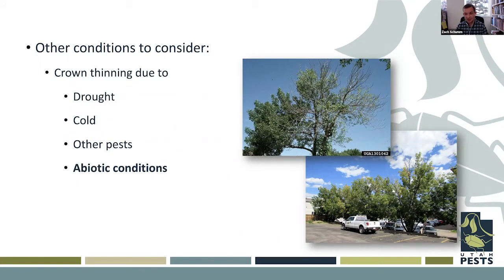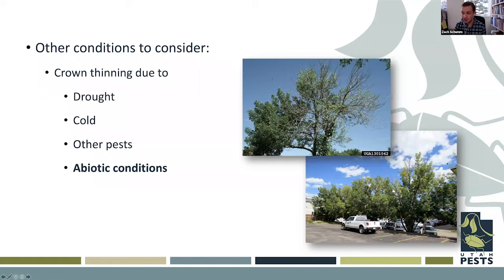And one of the things that I also can't stress enough is that if you do see this crown thinning, the yellowing of the leaves or the smaller leaves, you really need to consider other conditions that could be causing it. In our lab, whenever we get issues submitted from any tree, whether it be ash or some other tree, it always tends to be some other issue. It rarely tends to be an insect issue that is causing the problems.